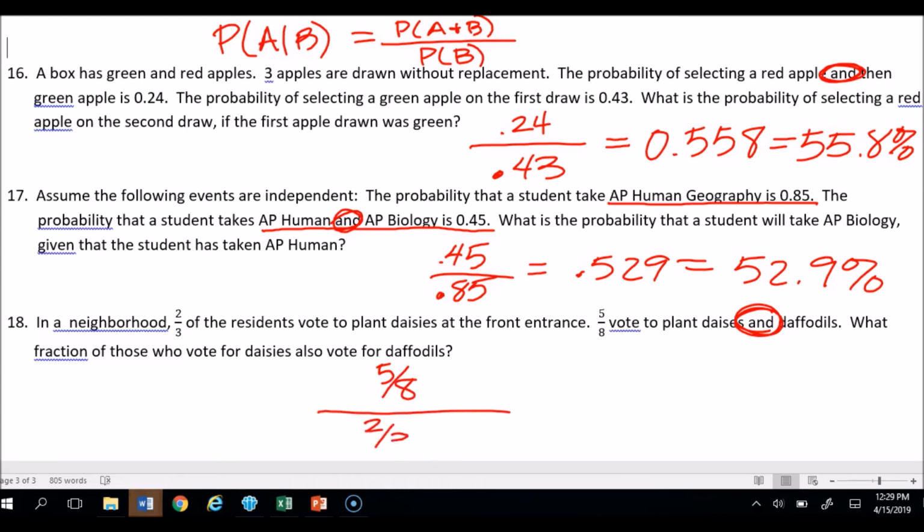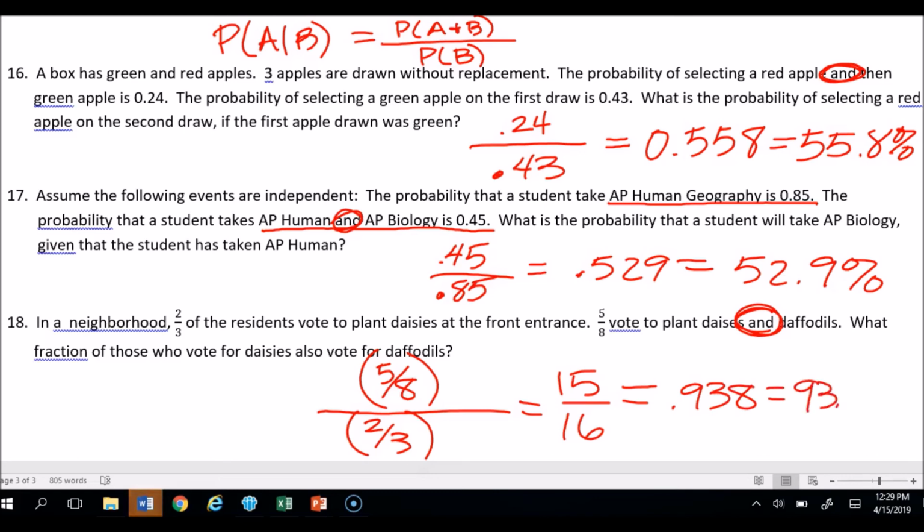And y'all can do this in your calculator. The smartest way to do this is in parentheses. Do 5/8 in parentheses, 5 divided by 8, and then divide that by 2 divided by 3. When you do that, you're going to get 15 over 16 when you reduce it, and push math 1, or you might actually just get 0.938, which as you know is 93.8%.